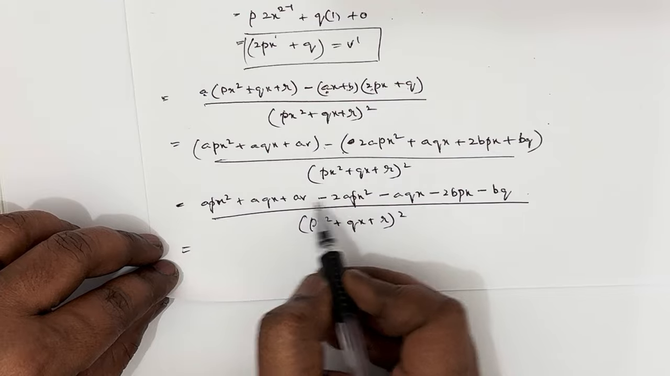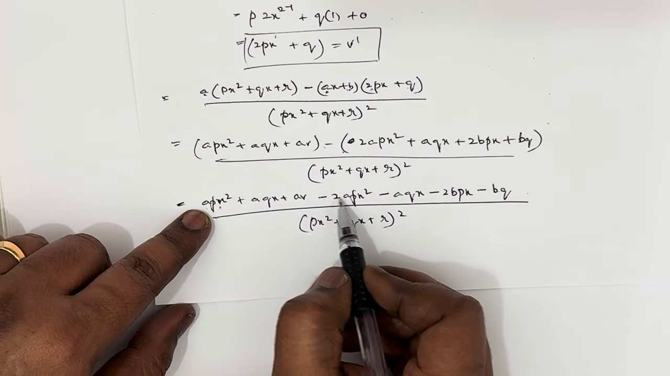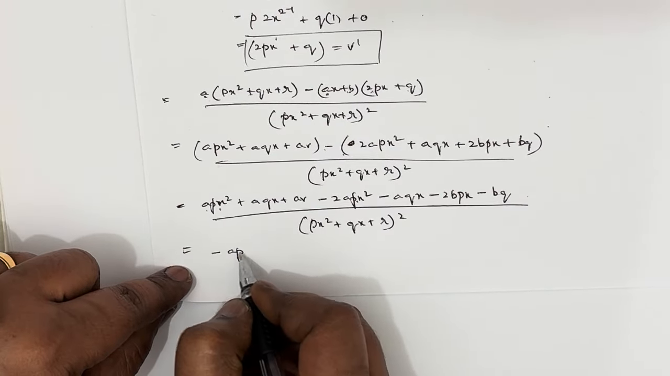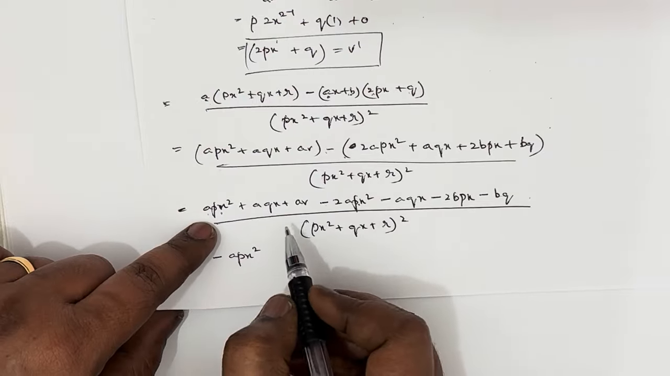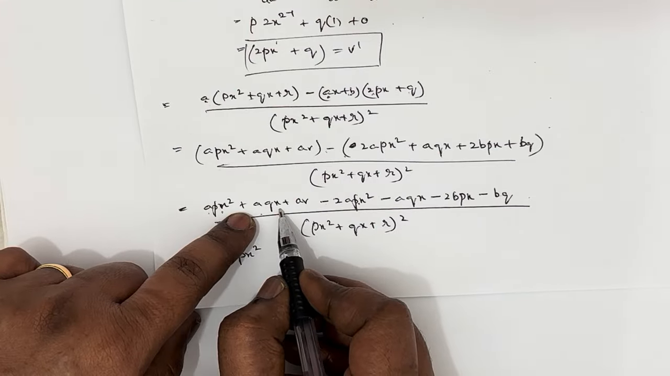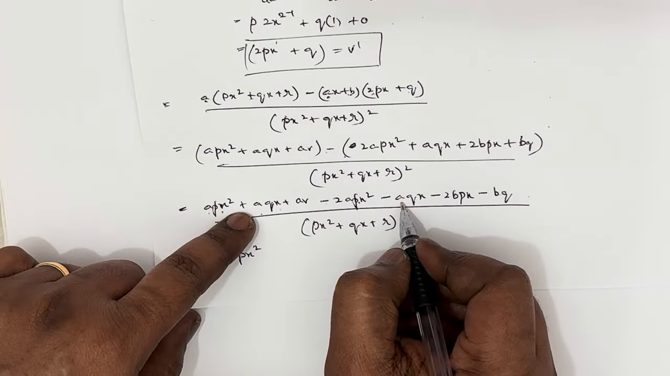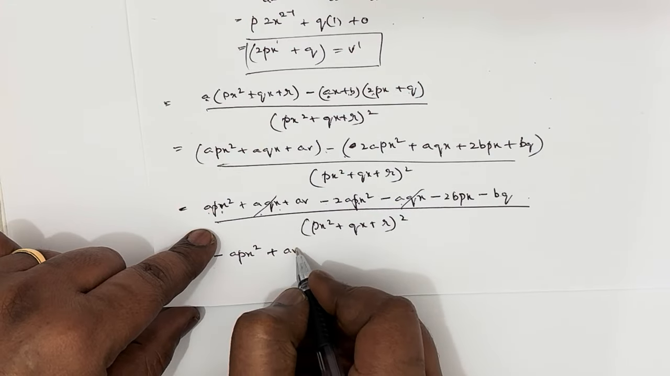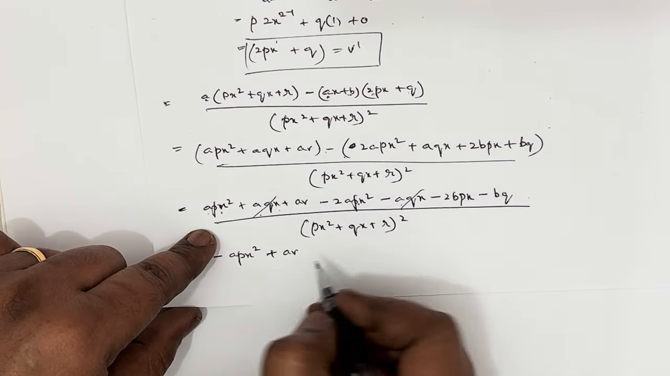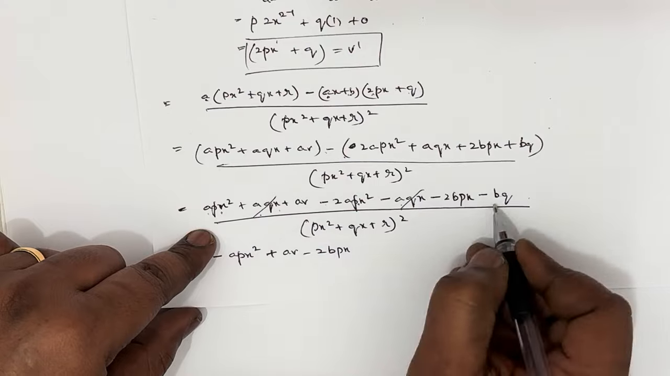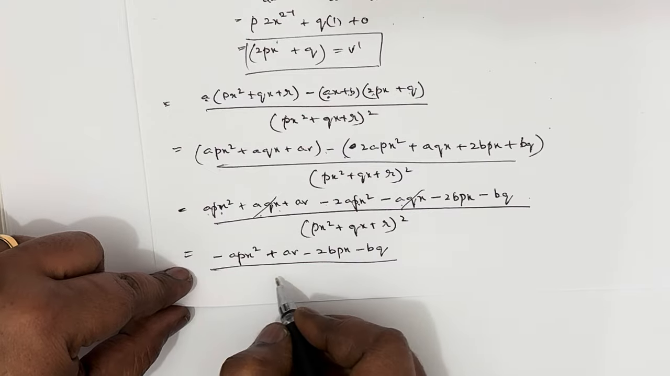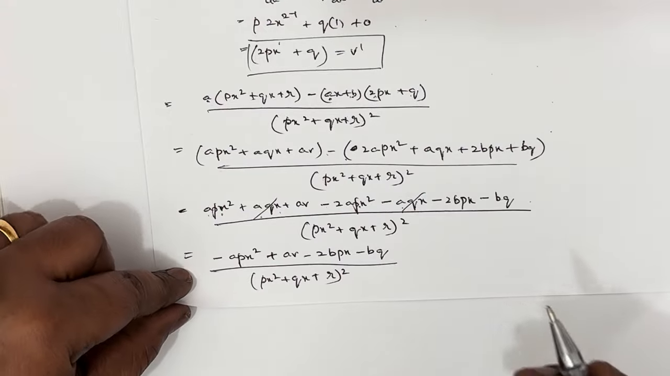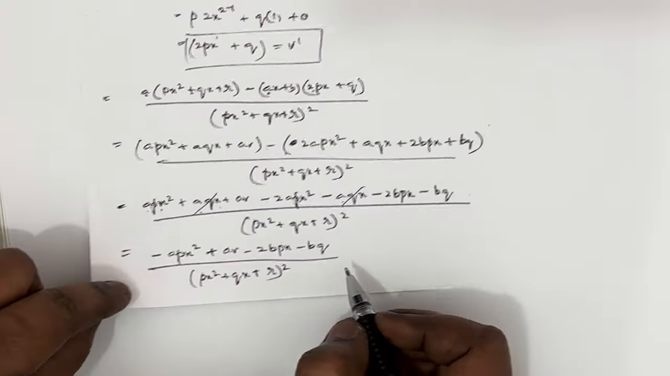Now you see we have apx² here and negative 2apx², so these get subtracted and we have negative apx². You have a positive aqx and a negative aqx, so these cancel. You have the remaining ar, and negative 2bpx and negative bq, upon (px² + qx + r) whole square. Now this is the answer.